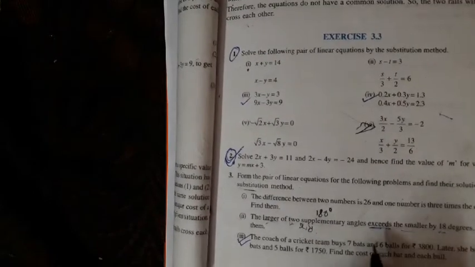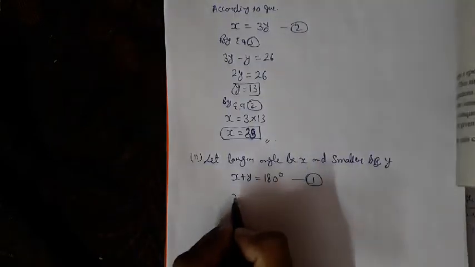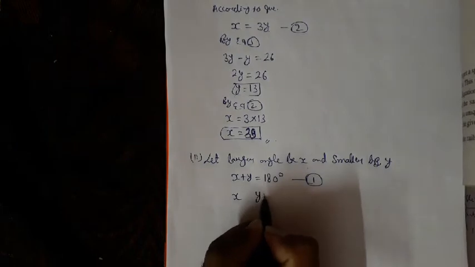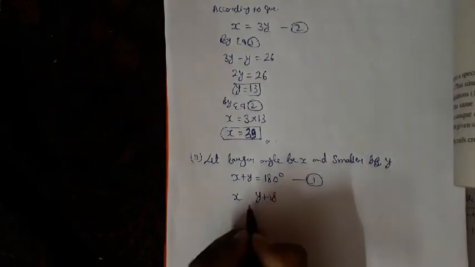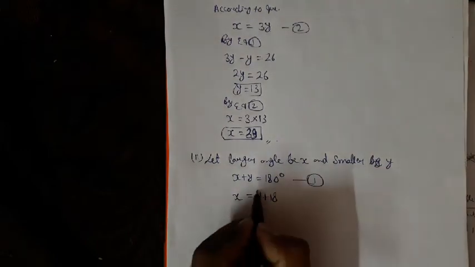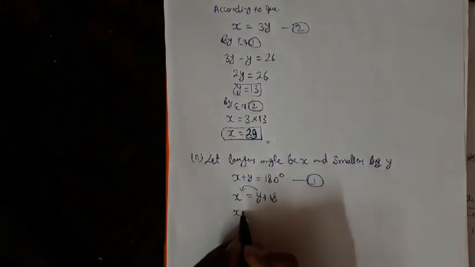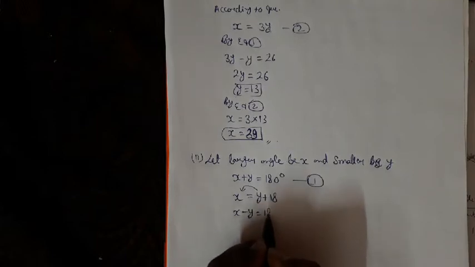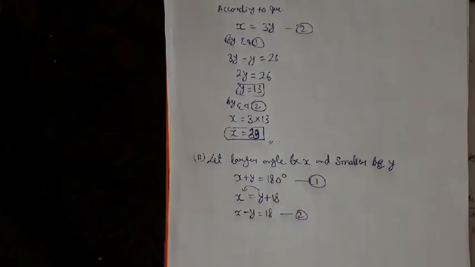The second condition they have given is that the larger of the two supplementary angles is 18 more than the smaller. So the larger is x, the smaller is y. If I add 18 to y, this would be equal to the larger angle. Clear? Now y would be shifted, so we get x minus y equals 18. This is the second equation.